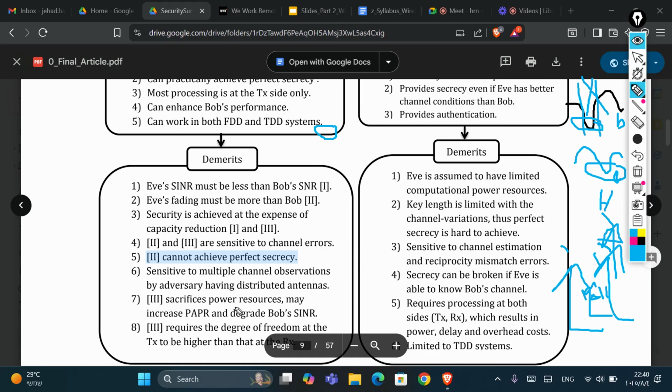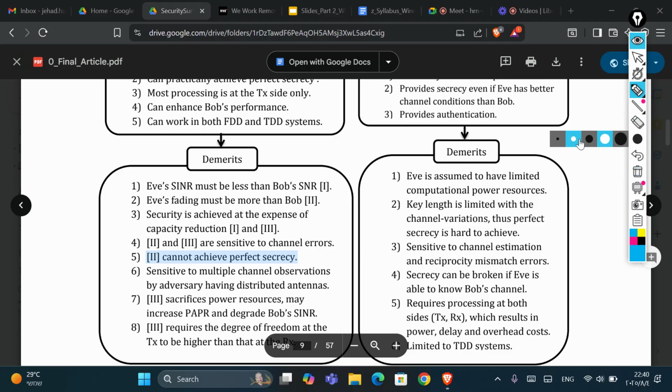So the seventh demerit says that noise or interference injection techniques sacrifice power resources, may increase peak to average power ratio, and may degrade Bob's SINR. Okay, this is also an important observation. Without the need for security, you don't need to put noise or interference. But when you want to provide security, you usually, in the deep fade periods, add noise, random signals. These random signals don't have any data content.